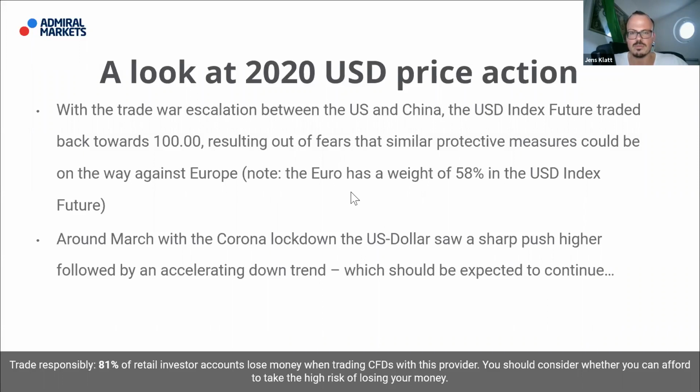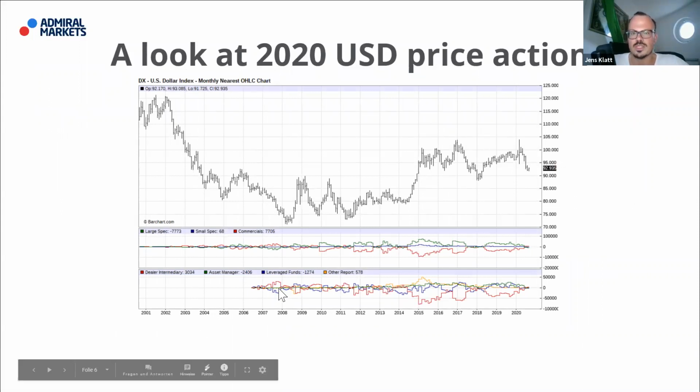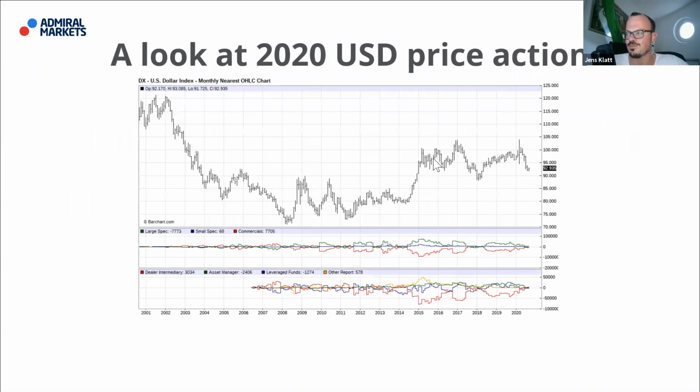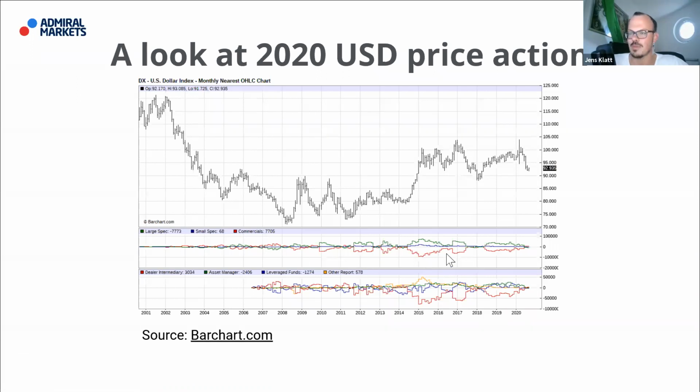But let's come back now to the price action in the US dollar in 2020. I prepared a chart to give you an idea of what I just spoke about. So what did we see here? That was the appreciation of the US dollar, especially this drift higher from 2018. That's probably very important. By the way, the source is barchart.com. This is also where you get the information on the commitment of traders report, just to explain what these lines here are.